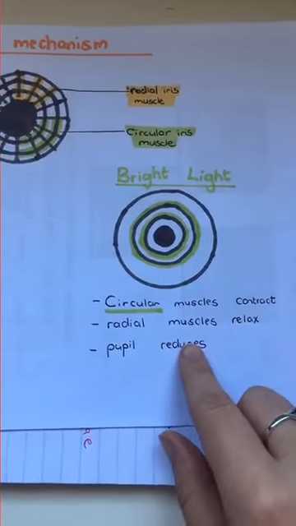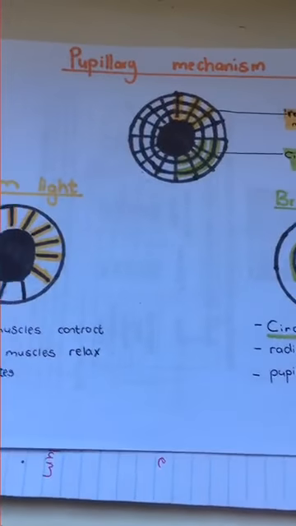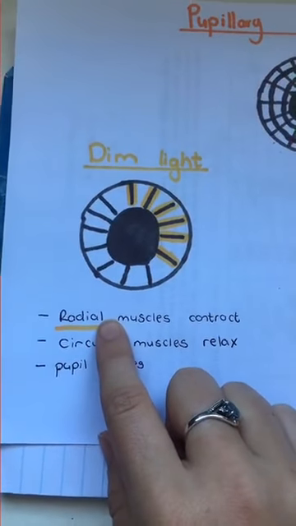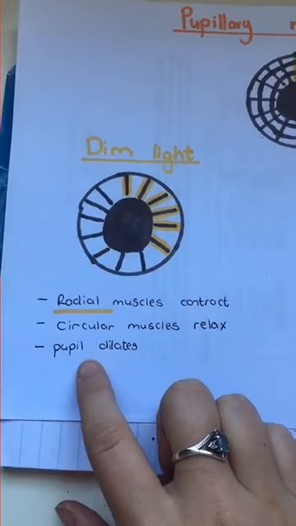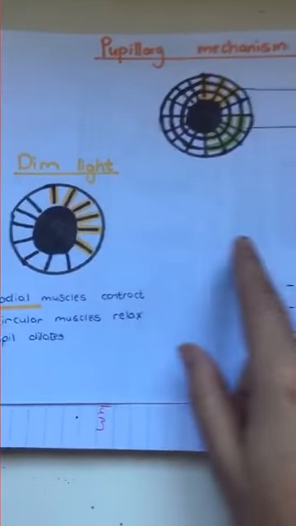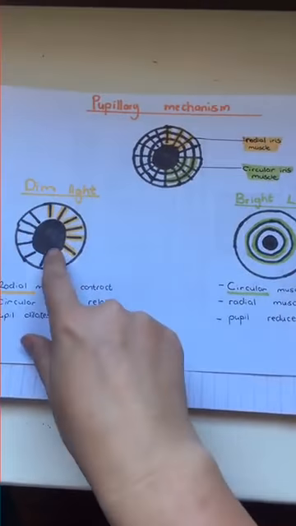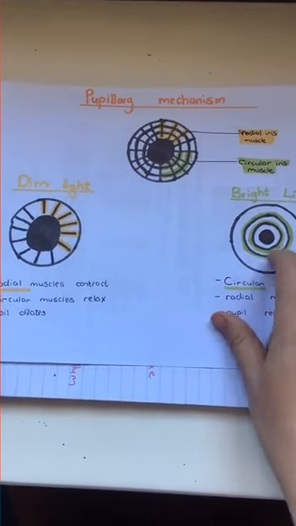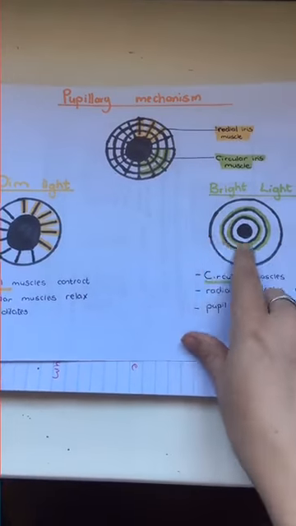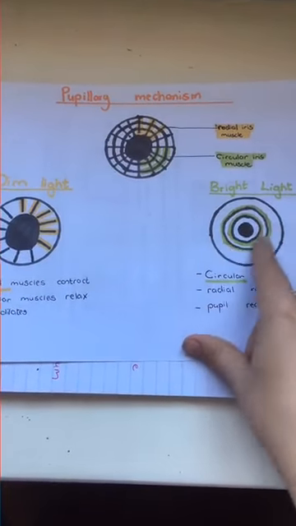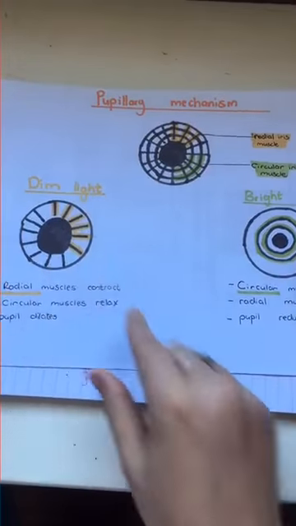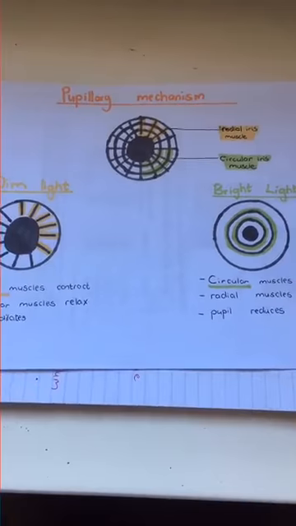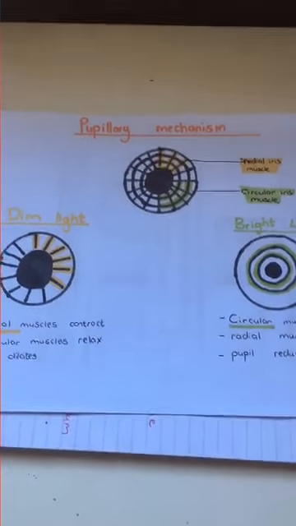Tick, tick, tick. Okay? What happens if you go into a dark room, so there's not a lot of light there? The radial muscles now contract, the circular muscles relax, and the pupils dilate. And if you can see my two pictures side by side, you can see the difference in the pupil size, but you can also see the difference in the muscles. These are the circular ones, these are the radial ones. And that's how you explain pupillary mechanism. It's actually quite short and easy, but a lot of people don't get it right.